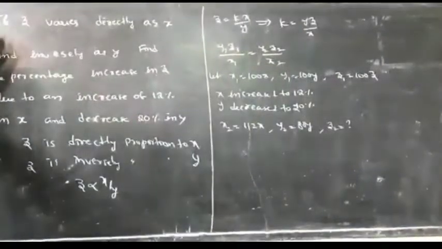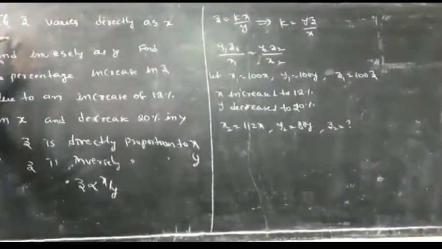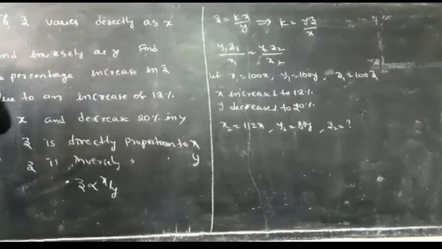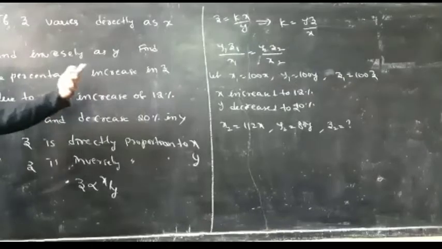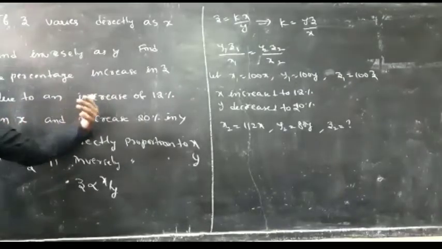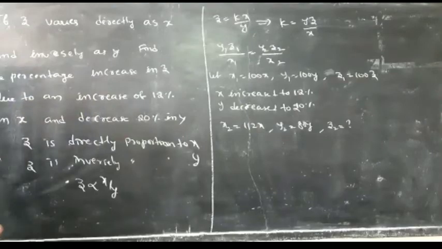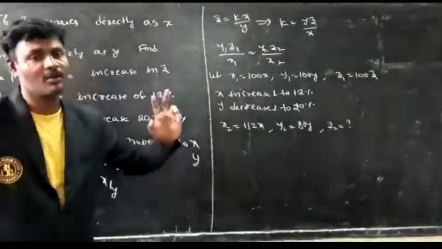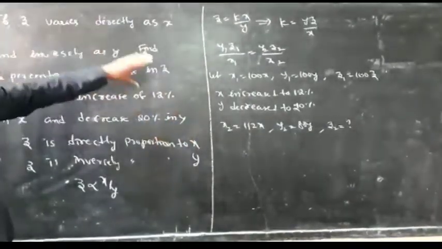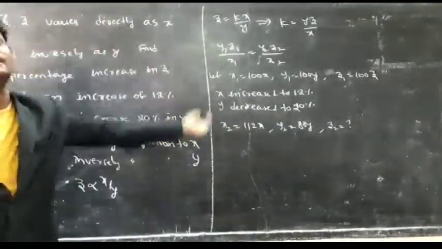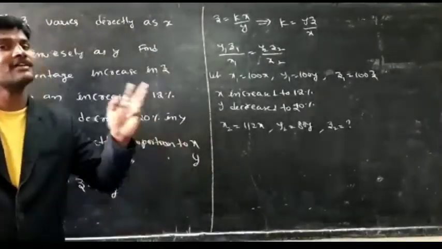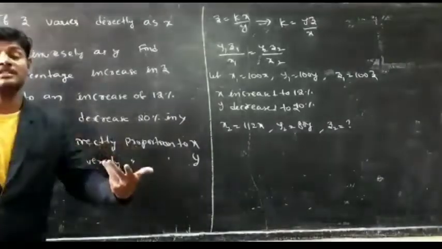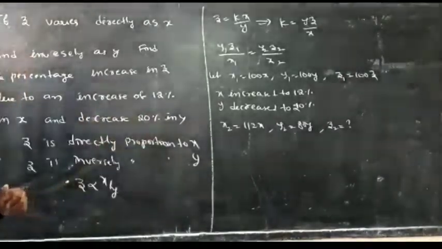If z varies directly as x and inversely as y, find the percentage increase in z due to an increase of 12% in x and a decrease of 20% in y. See here, z is directly proportional to x and inversely proportional to y. If x increases by 12% and y decreases by 20%, then you have to find the increasing percentage of z.